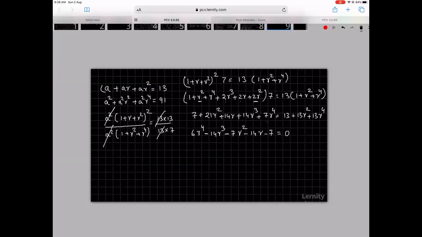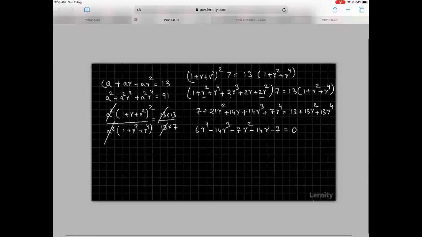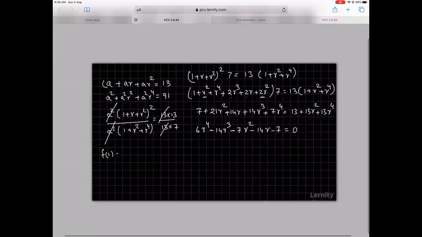Okay, now I am going to use the concept of polynomials. If f of 1 is equal to 0, r minus 1 is a factor. So let me put f of 1 and see. f of 1 will be 6 minus 14 minus 7 minus, oh, okay. I can make many mistakes, that is the problem.